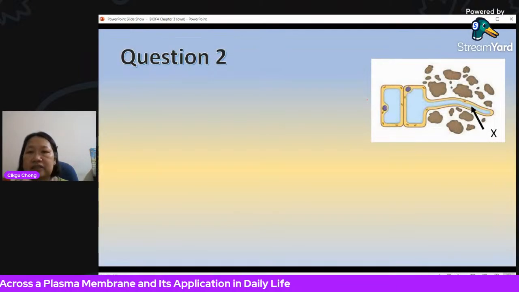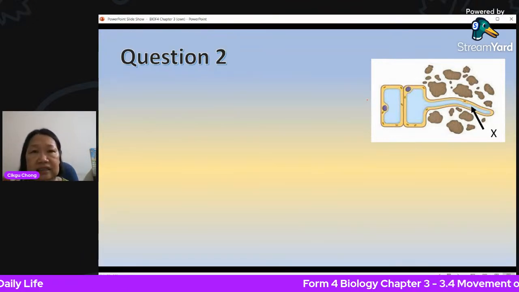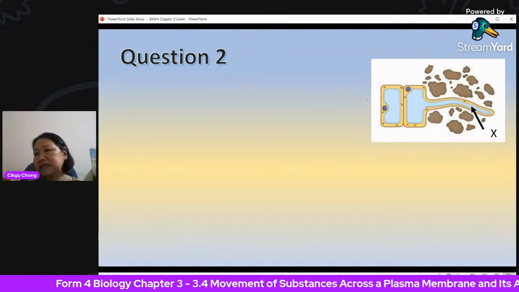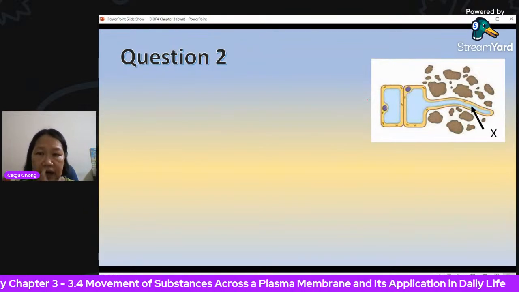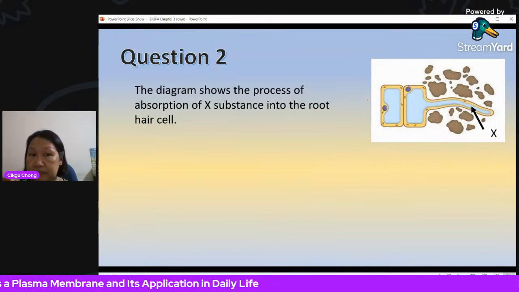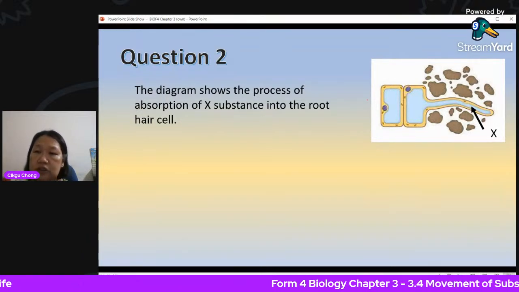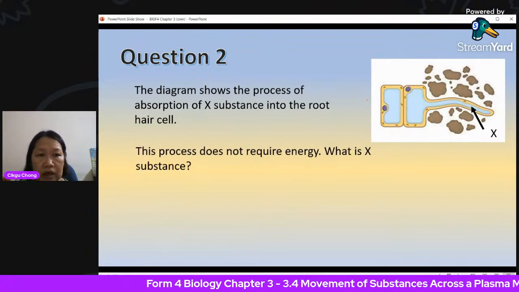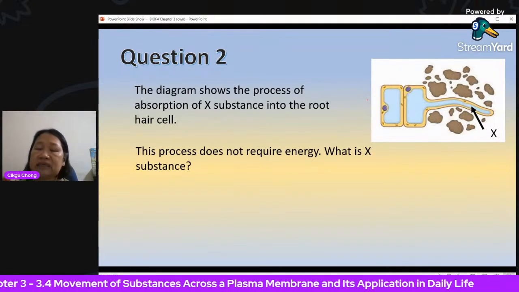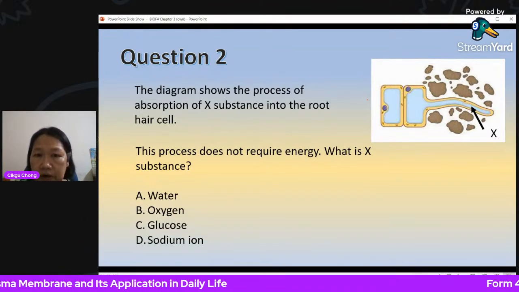Okay, question 2. Look at this. This looks like bits of soil, and this is actually the root hair cell. You must recognize that this is a root hair cell if the question gives you this type: one cell with the extended cytoplasm out like that. So X is the substance going inside. The diagram here shows the process of absorption of X substance into the root hair cell. I'm not telling you what it is. Look at the characteristic: this process does not require energy. So what is the X substance? Options: water, oxygen, glucose, sodium ion.